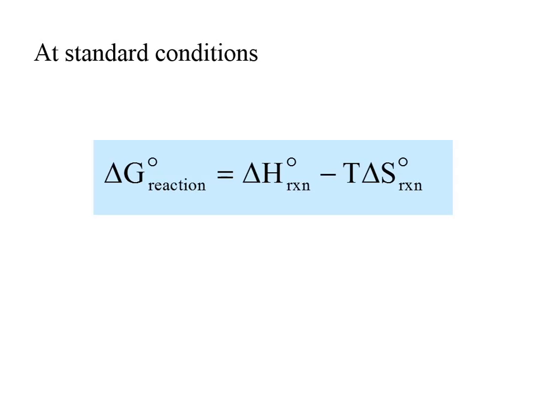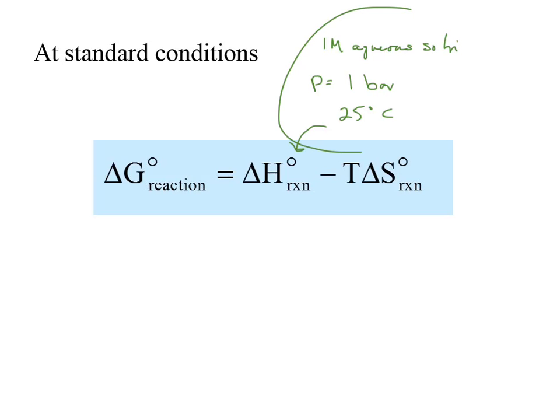Are you guys okay with this? Remember, anytime you see that little naught, that actually means a number of things. It means 25 degrees Celsius. It also means 1 bar pressure, P equal to 1 bar. And if it's an aqueous solution, it means aqueous solutions are 1 molar. It means a lot, and sometimes that little naught right there will be important to know.